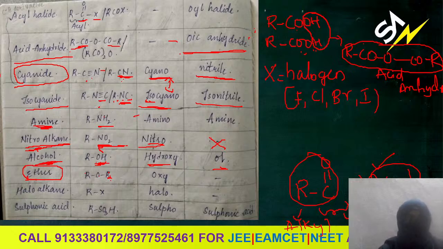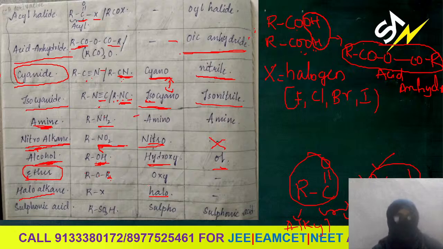Next, carbon chain attached to only X. I think I told you already that X refers to halogen. A halogen can be fluorine, chlorine, bromine, iodine. Wherever you find only halogen, that is called haloalkane. The prefix is simply halo. If it is fluorine, fluoro, chlorine, chloro, bromine, bromo, iodine, iodo. So fluoro, chloro, bromo, iodo come as prefixes for haloalkane.